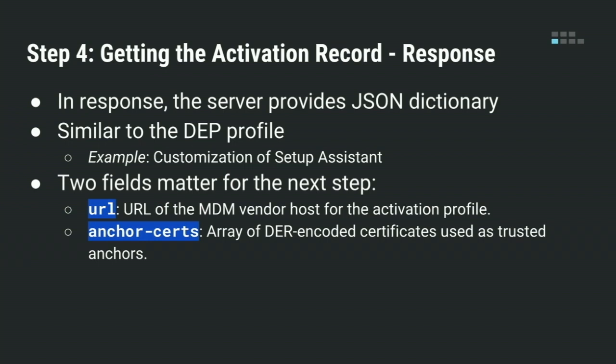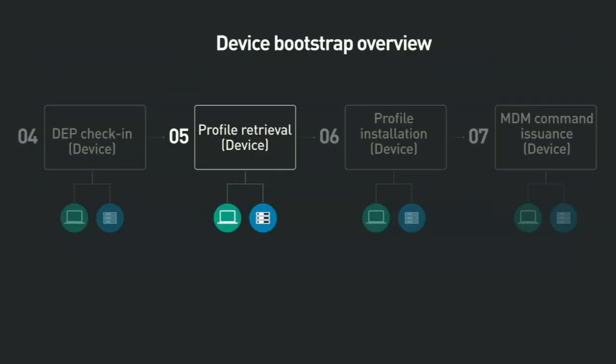But most importantly, it also returns the DEP profile's anchor certs property, meaning for that URL that is referring to an MDM vendor endpoint, you can also provide DER encoded certificates to pin that next request. And so far, we're able to validate server trust, and we'll be able to continue to do so. So going back to the overall process, we now know whether we are a DEP device or not. Now what's next? This step is called profile retrieval. In this step, we'll be retrieving the configuration profile from the MDM vendor directly. So we're done talking to Apple for now.